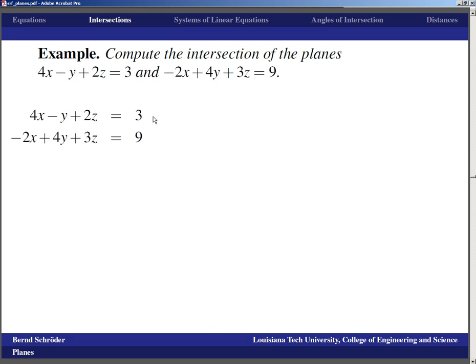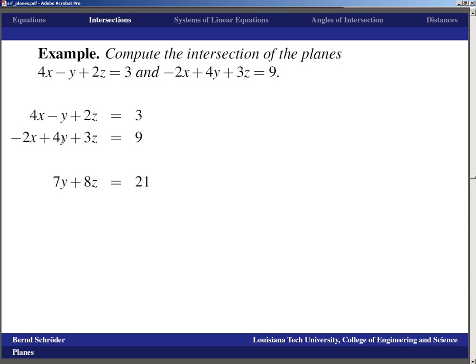If I want to compute the intersection of these two planes, that looks very much like a system of equations, two linear equations for three variables, and that's indeed what it is. So the most obvious thing to do would be to take 2 times the second equation and subtract it from the first equation. That would give us no x's.